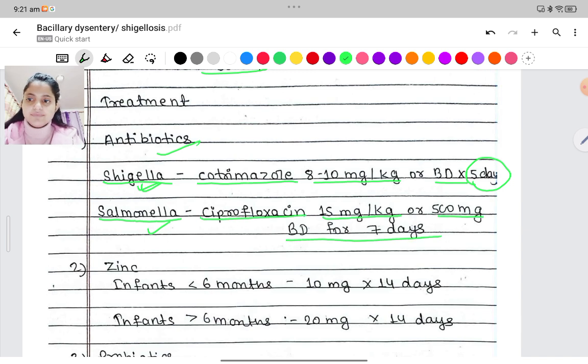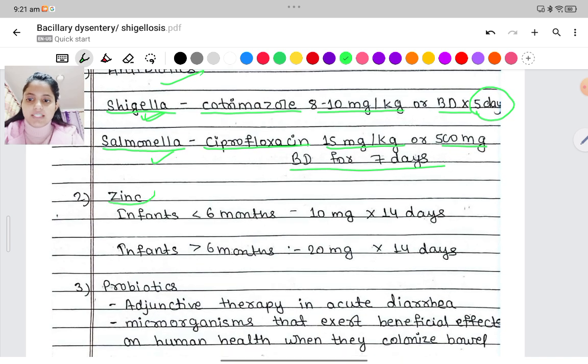We also give zinc. If the infant is less than 6 months, we give 10 mg zinc for 14 days, and if the infant is more than 6 months, we give 20 mg zinc for 14 days.